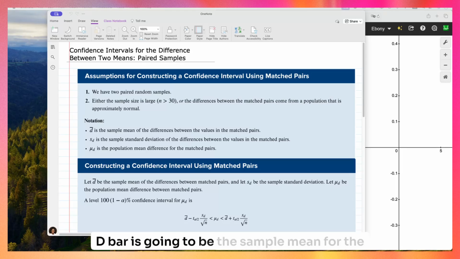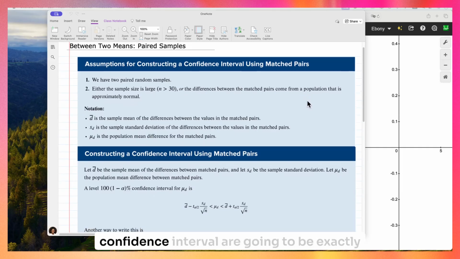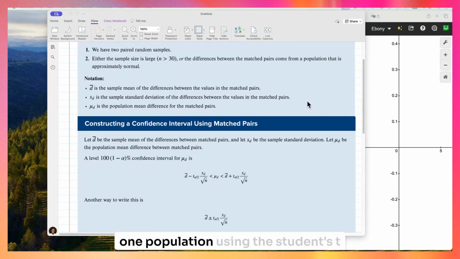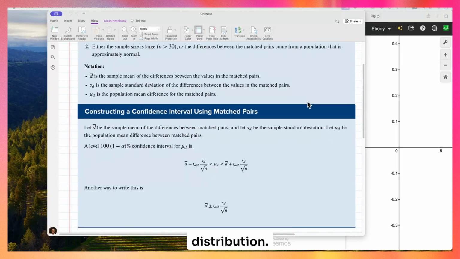We're going to have a little bit of new notation. D bar is going to be the sample mean for the differences. So we're going to compute a third data set, which will be the difference set. For that data set, we'll find its sample mean and its sample standard deviation, and then we'll be looking at a confidence interval for the mean difference of the two populations. The procedures for constructing the confidence interval are going to be exactly like constructing a confidence interval for one population using the student's t distribution.